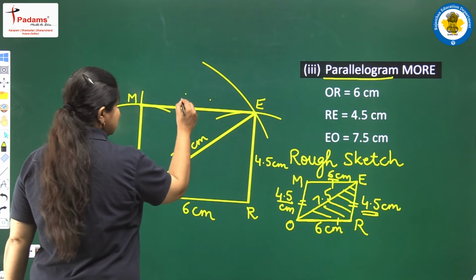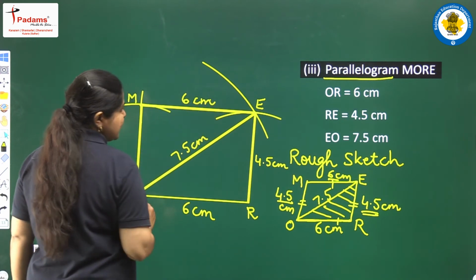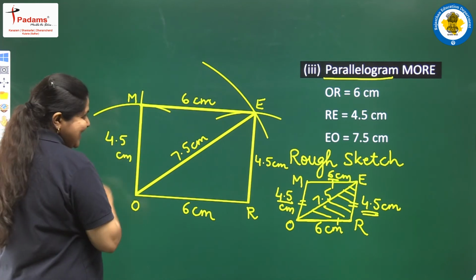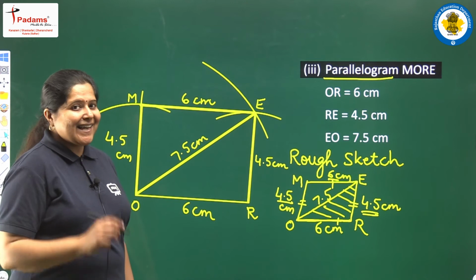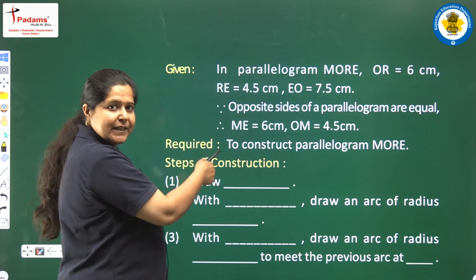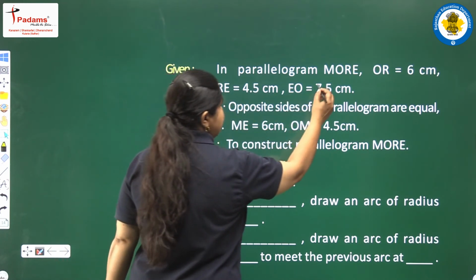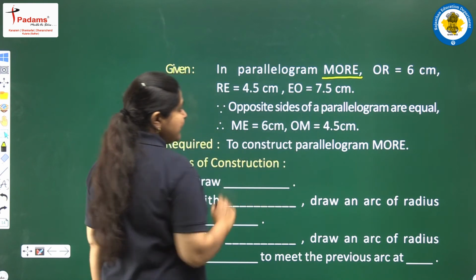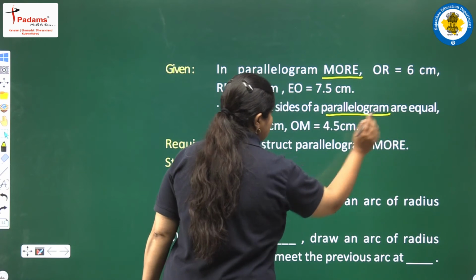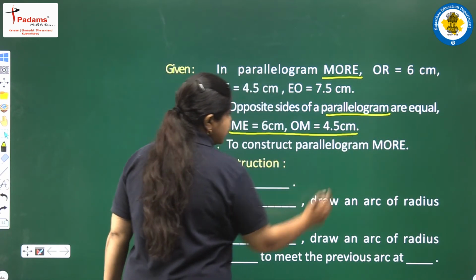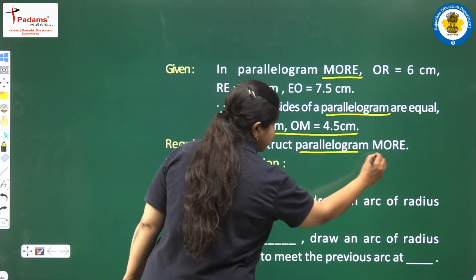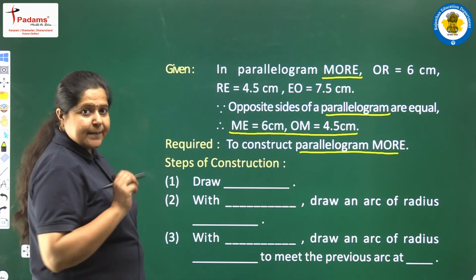Let us write the measurements also. This is 6 centimeters long and this one is equal to 4.5 centimeters. Isn't it beautiful? Yes, it is. And now we need to write the steps of construction. First of all, whatever has been given, we will write it down in parallelogram MORE. These measurements have been given, and yes, we need to mention that opposite sides of a parallelogram are equal, and so we will have these 2 sides with this measurement. Then required to construct a parallelogram MORE, and then we begin the steps of construction.